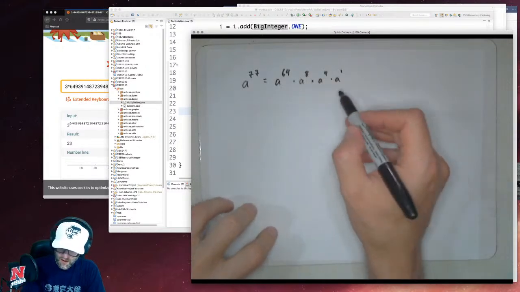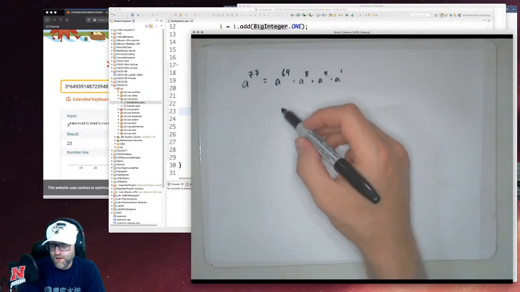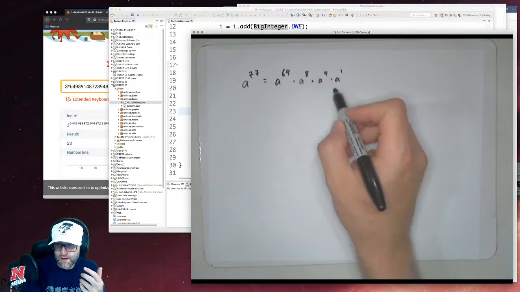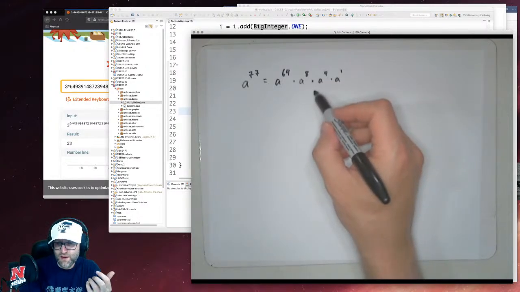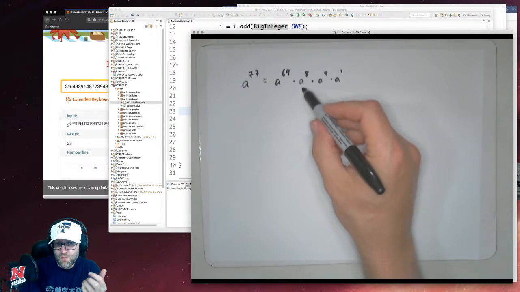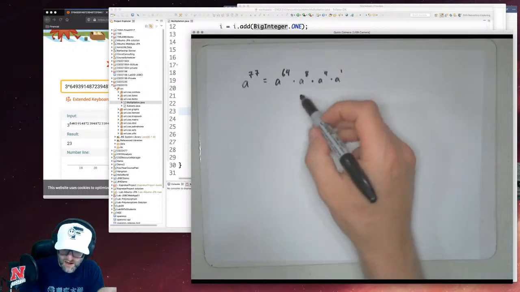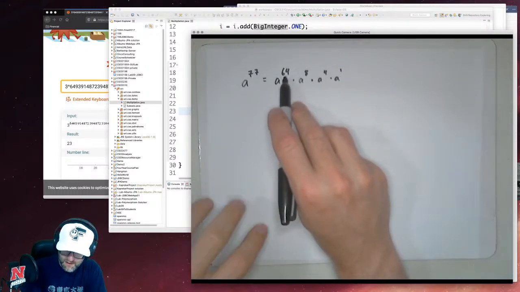Hey, those are powers of 2. I can use that idea that I was using before to compute powers of 2 easily by only doing repeated squaring. A squared squared to get a to the 4th. Square that another time to get a to the 8th. If I square it another time, I get a to the 16th. I don't need that here. But eventually, I do need it in order to compute 64.